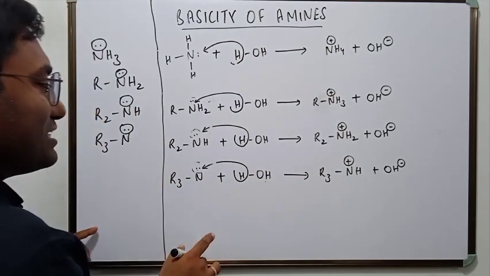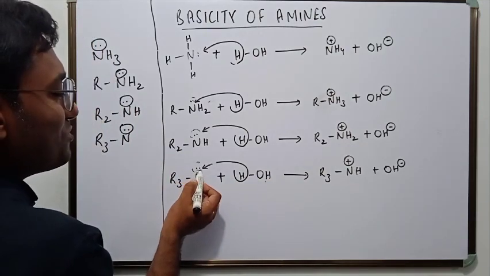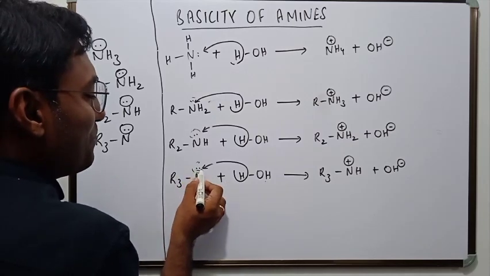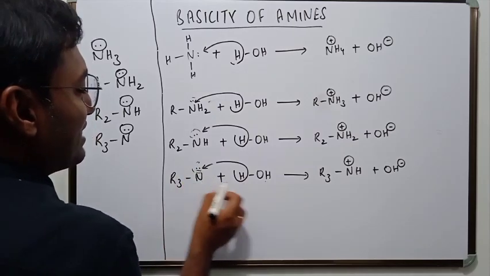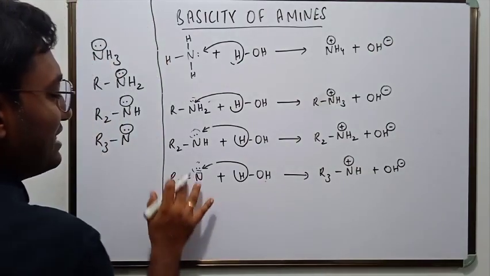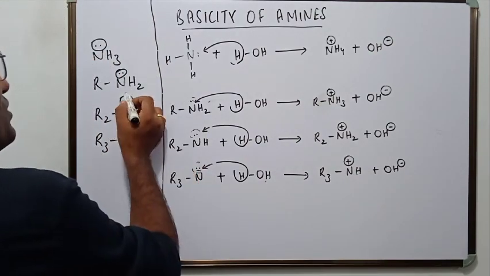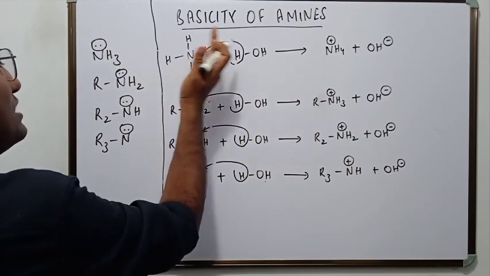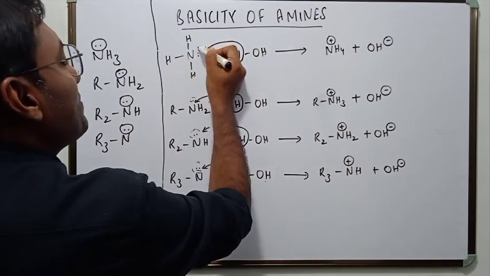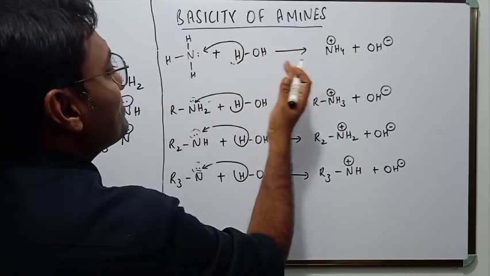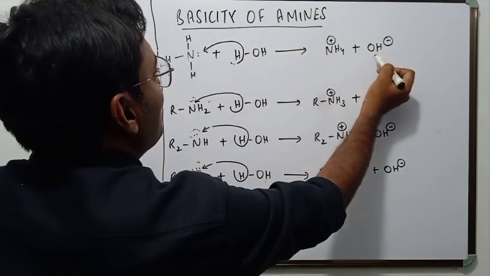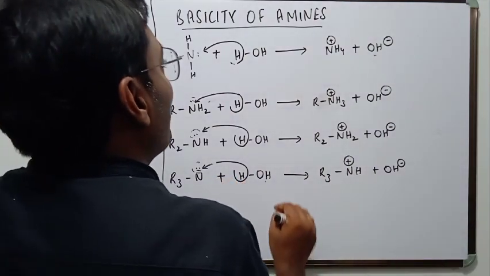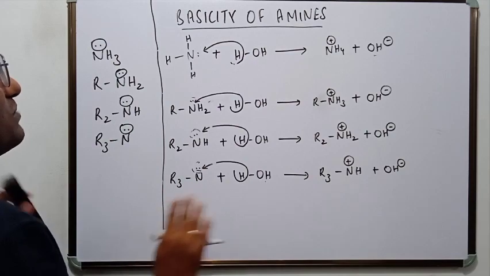The ultimate responsibility is the lone pair of electrons, right? It is only because of the lone pair of electrons that H plus has been abstracted and OH minus has been produced, and that is why it is acting as a base. So it is acting as a basic compound because of the lone pair of electrons. It is a Lewis base because it donates the pair of electrons. It is an Arrhenius base because when dissolved in water it produces OH minus. So that is the basicity of amines. I think this concept is clear.